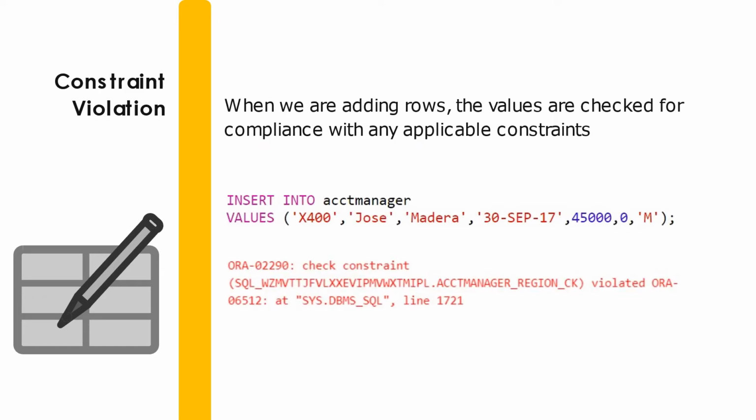Whenever we are adding new rows in our tables, the values are checked for compliance with any applicable constraints. Let's take a look at this example. In this example, we are given the following error message because it violates the check constraint with the value that we are putting in our account manager region. If you will recall, M is not included in the acceptable values.